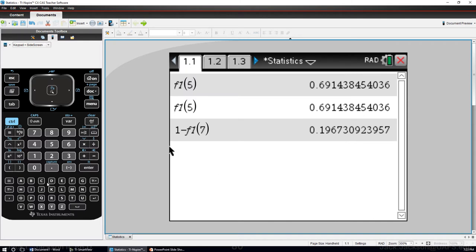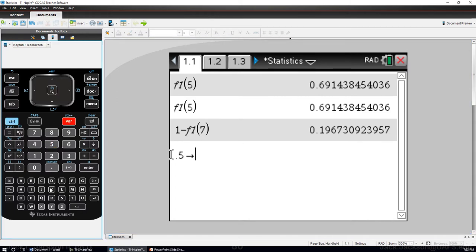But actually on the TI-Nspire, we have an even better way of doing it. Once we've got our formula in F1 of x, we can type something in. Like if I want to change the value to 0.5, I can say store it in, say, F2 of x, and it stores that constant function in F2. So it changed whatever I had in there earlier. I can type the formula in and store it right from the home screen.